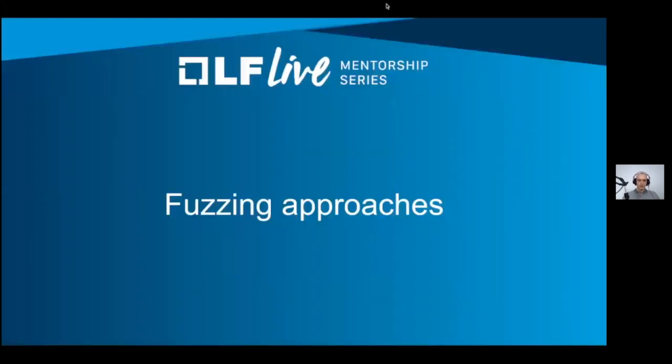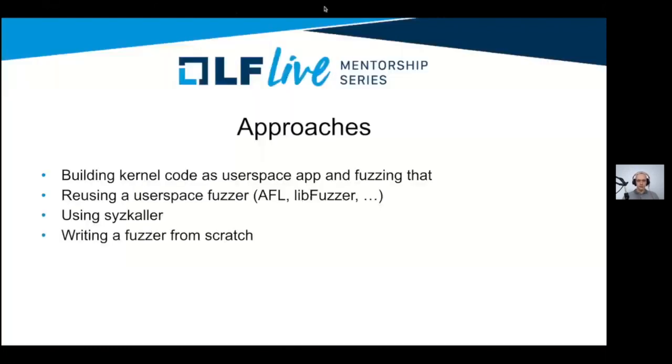All right, so what I'm going to talk about next. Okay, so this is all the theory about kernel fuzzing. Now, if you want to be doing kernel fuzzing, your question is like, what do I do now? How do I approach this? What can I do? I want to describe these 4 approaches briefly. These are the approaches that I've seen people doing, and all of them have been successful in a certain way. The first approach is to build kernel code as a user space application. The second one is to reuse a user space fuzzer. The third one is using syzkaller, and the fourth one is just writing a fuzzer from scratch.